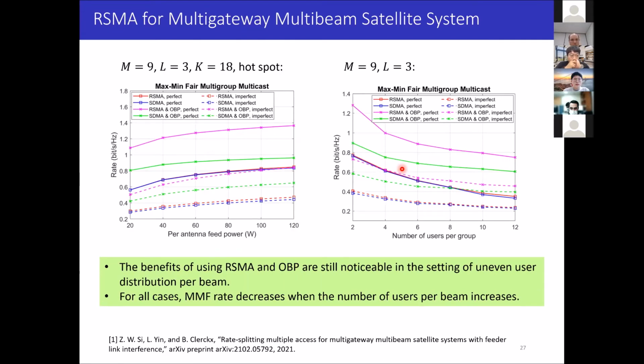Right, and so you can see this similarly to the previous scenario. You can do this in different hotspot scenarios. So the observation here is the same. Even if you have an asymmetric distribution of users, you can still have significant gain by using rate splitting combined with onboard processing compared to using classical SDMA techniques or no onboard processing. As you increase the number of users per beam, the rate will decrease. That is quite logical, so nothing very surprising here.